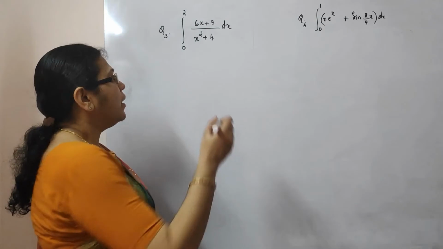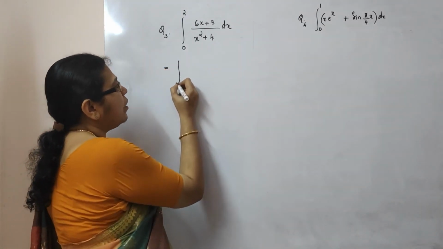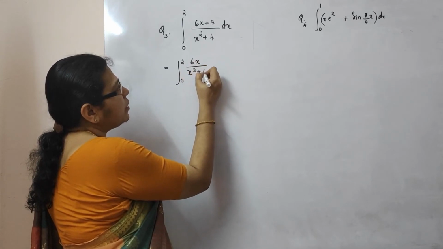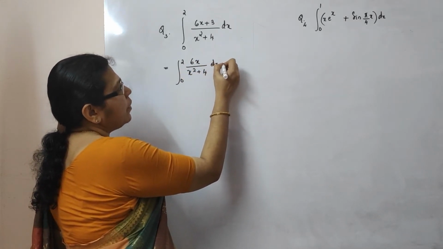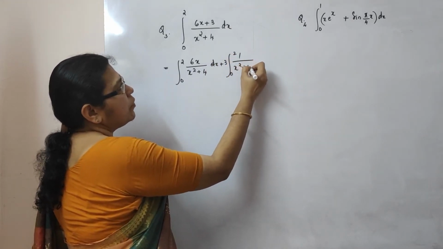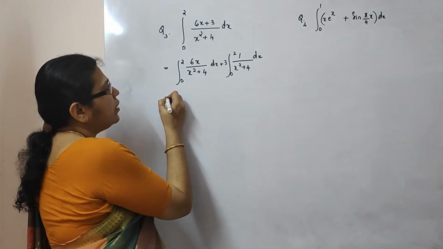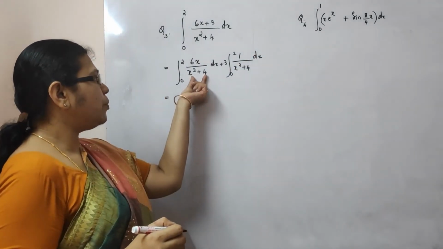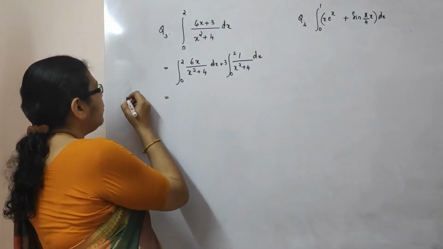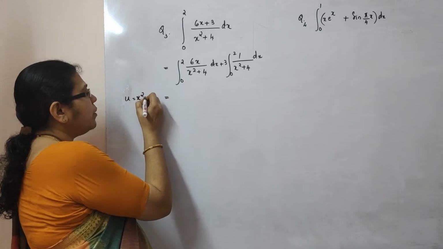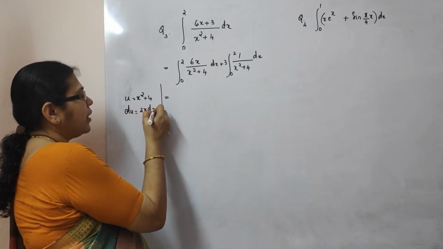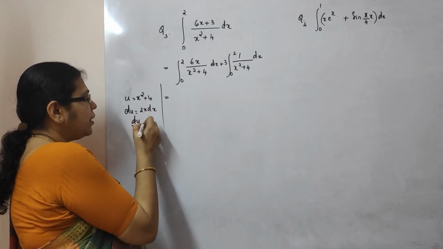4) into dx. Now here I may write this integral, or I split this integral 0 to 2, into 6x by x square plus 4 into dx plus 3 times integral 0 to 2 of 1 by x square plus 4 into dx. Now this could be written as, if you take this denominator as u, won't you get the numerator in its derivative? So if I take u is equal to x square plus 4, I get du is equal to 2x dx, or du by 2 is equal to what?